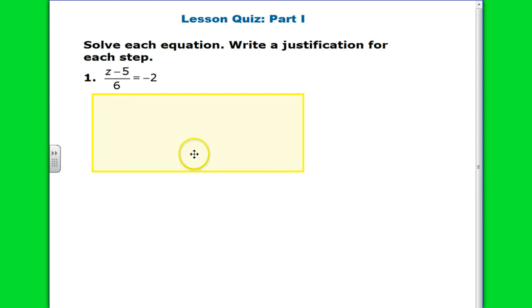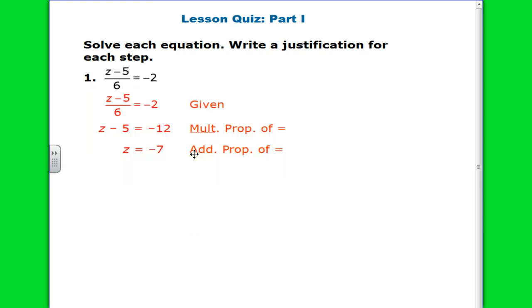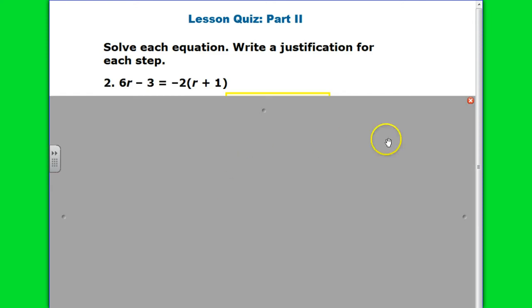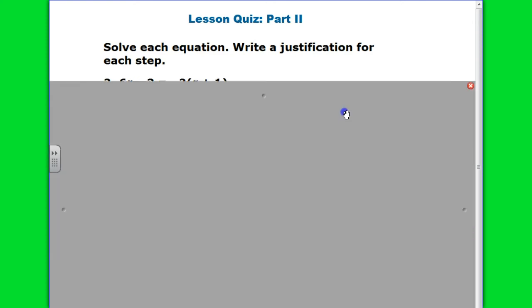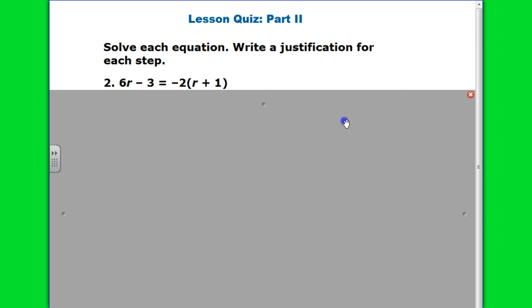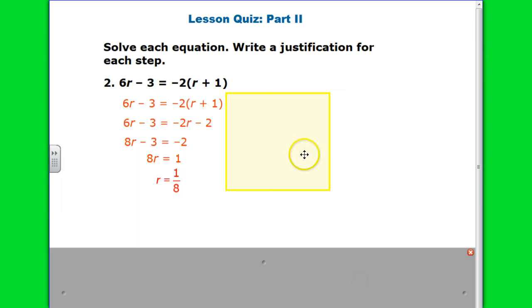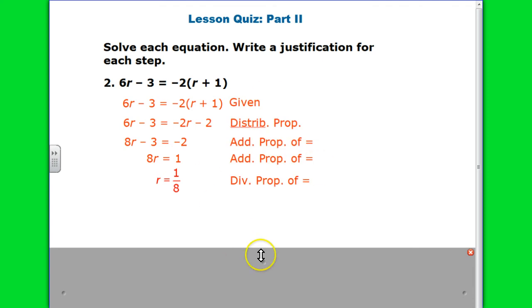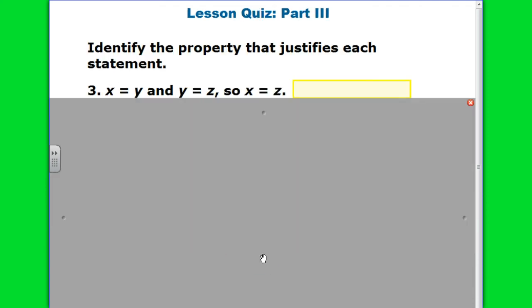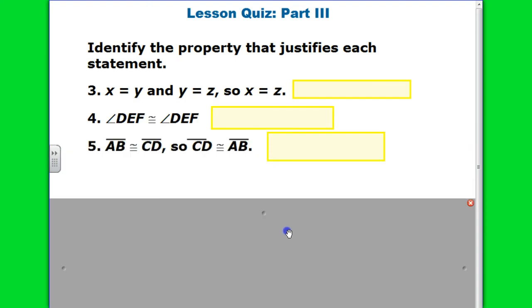And if you're back, hopefully you have this kind of justification. And once again, try the lesson quiz part 2 and come back. I just showed it to you. And if you're back, here you go. The justification is what I'm really looking for over here. This is the important part. And there you go. And finally, what property could justify these statements?